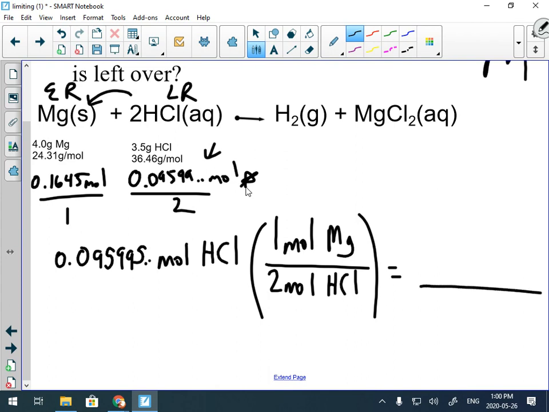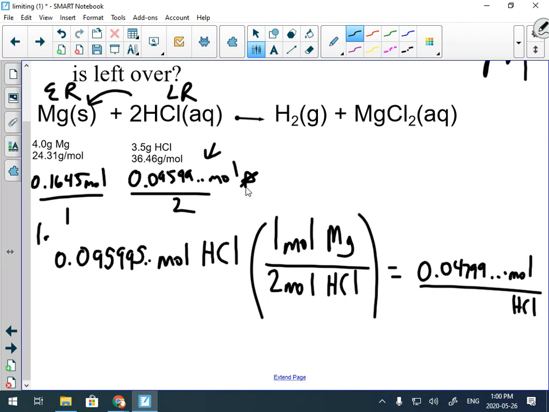Okay, so this is the first new step, and that's taking the limiting moles and timesing it by the mole ratio. So in effect, I'm dividing it by 2. So that's what I have to do, divide it by 2. And it's not times by 2, divide by 2. And I get 0.04799 mole, and this is hydrochloric acid.